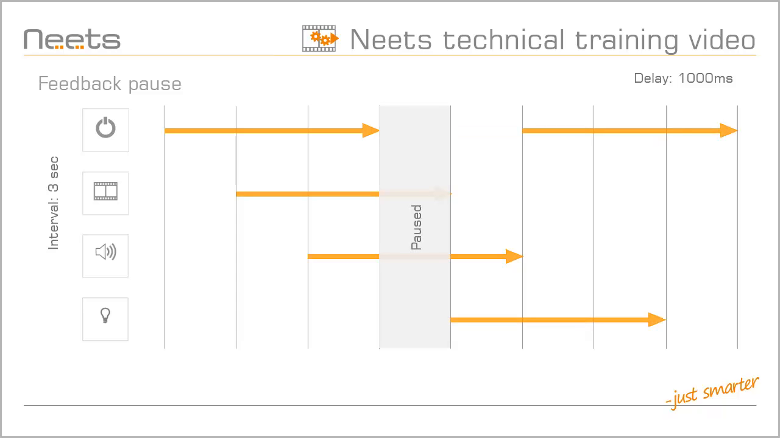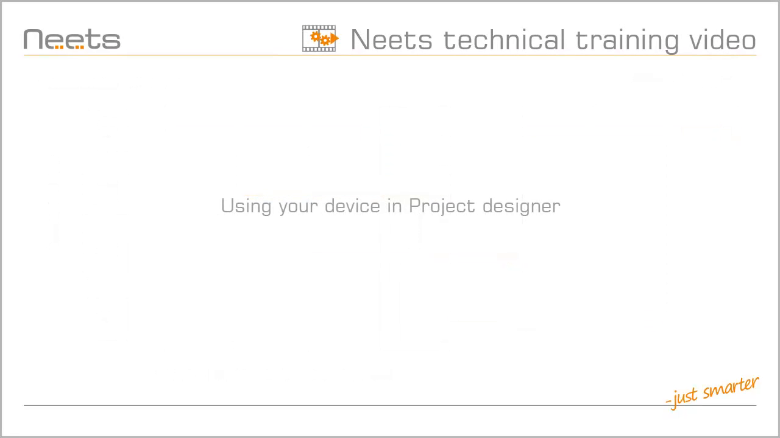Last thing to remember on feedback delay and interval, is that feedback is paused for your device when your device is busy. Like power up time and the time it takes to change a source. Feedback on other devices will not be paused. The device is now ready for use. So let us have a look at how we can use it in Project Designer.